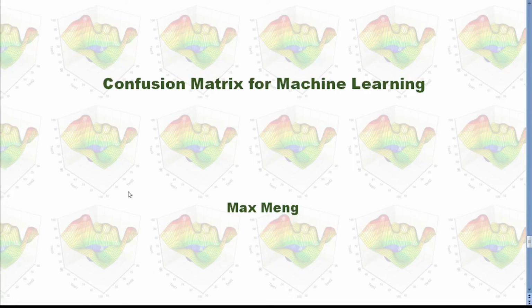This is my brief introduction about confusion matrix for machine learning.